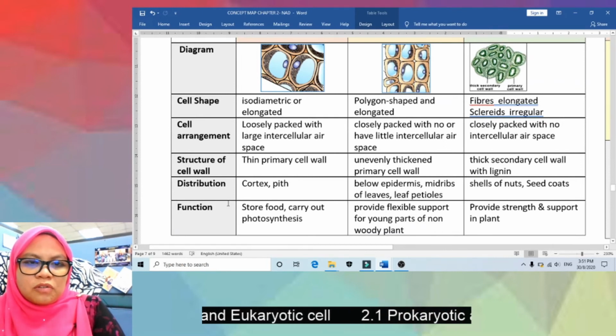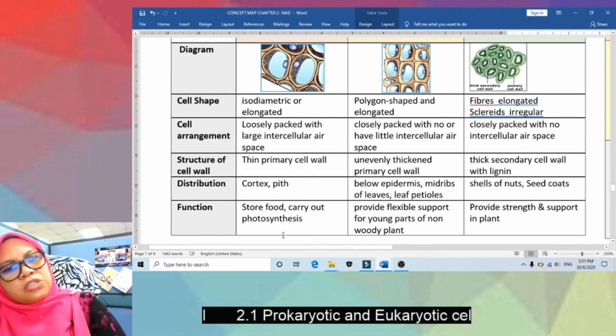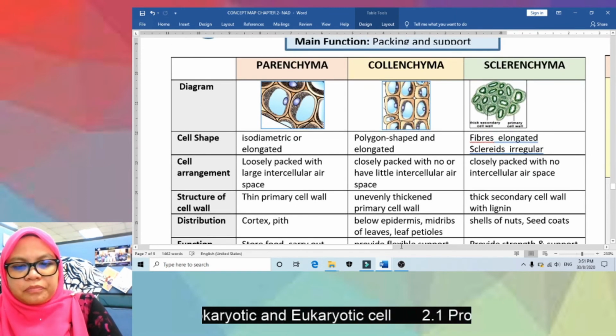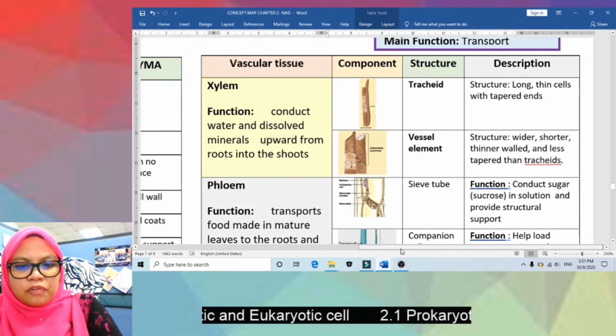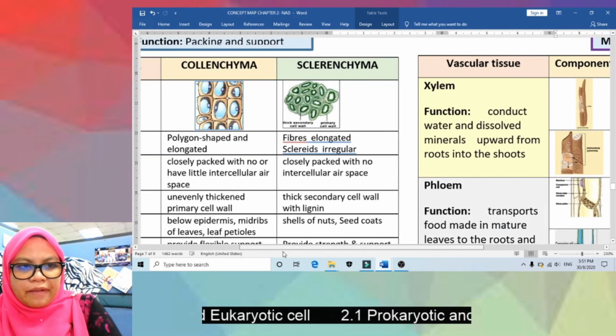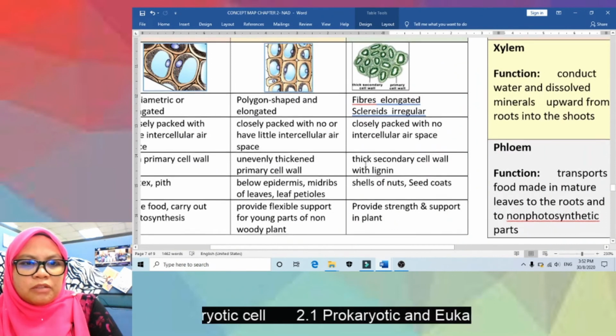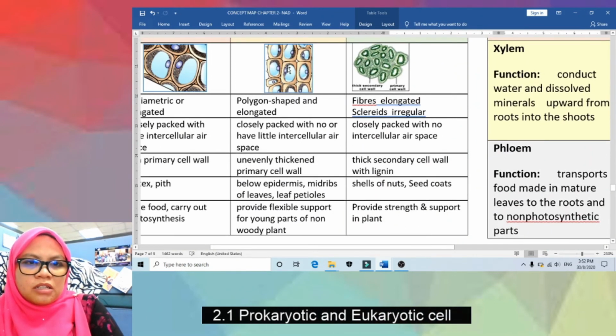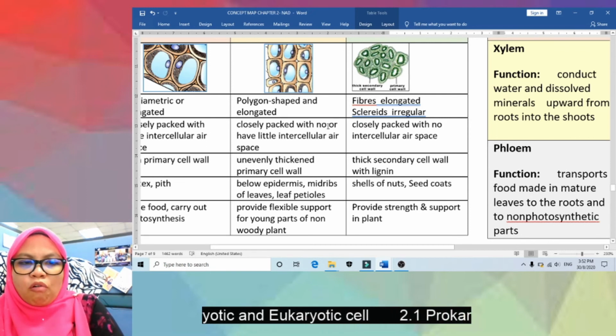And the distribution of parenchyma, okay, dia ada banyak at cortex and the pith. The specific function for parenchyma is involved in food storage and also carry out photosynthesis, because parenchyma may have chloroplast. Okay, for the collenchyma, the shape is polygon and elongated. The cell arrangement is closely packed with no or little intercellular air space.